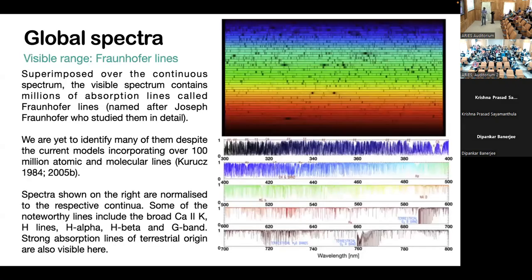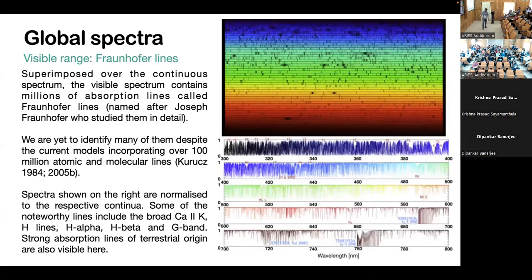This is actually the spectra of the sun in the visible range. This particular block, which looks like a colorful wall, is actually the spectra of the sun plotted from left to right. The wavelength is increasing, and different wavelength bands are plotted one after the other.